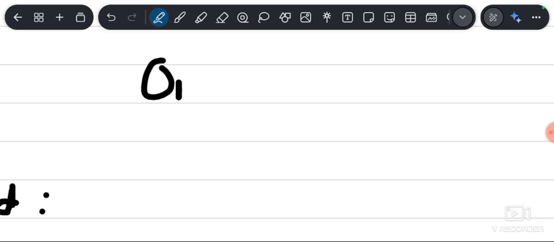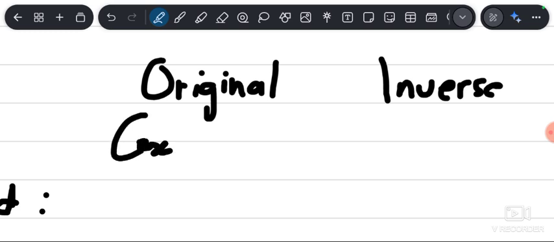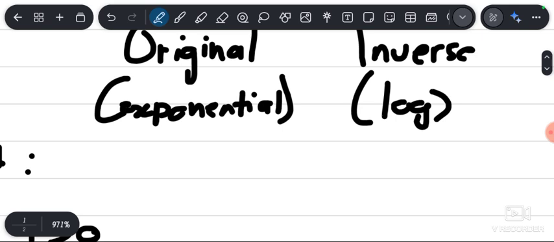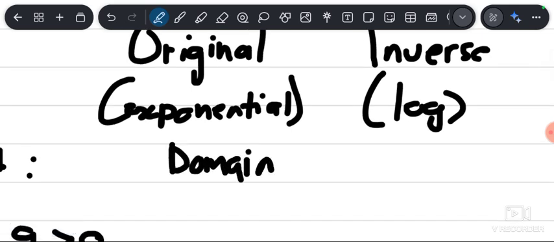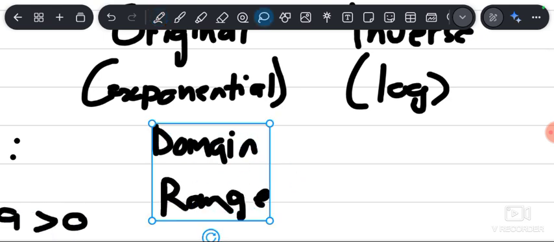So let's say, for example, you have the original, and then the inverse. Of course, here you'll have an exponential, then here you'll have the log. Now, what I want you to do is, if you have the domain and the range, this is what I want you to do.